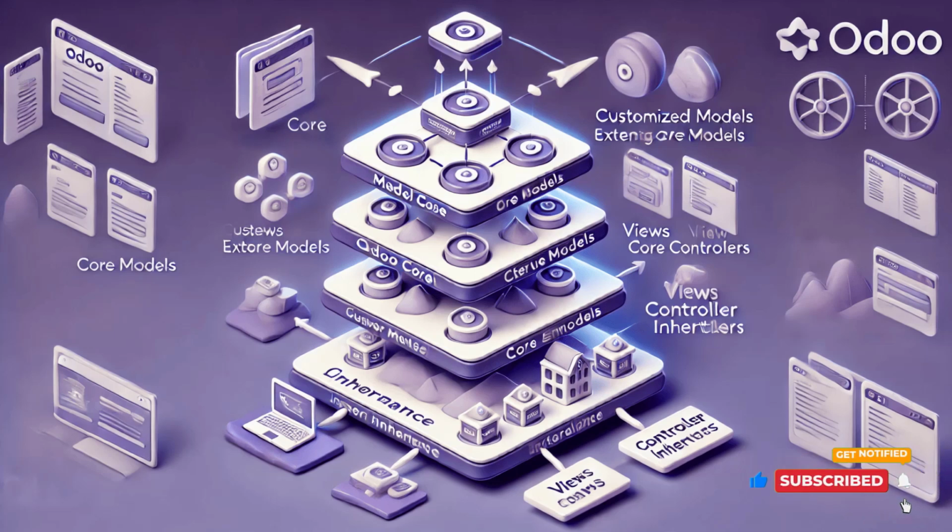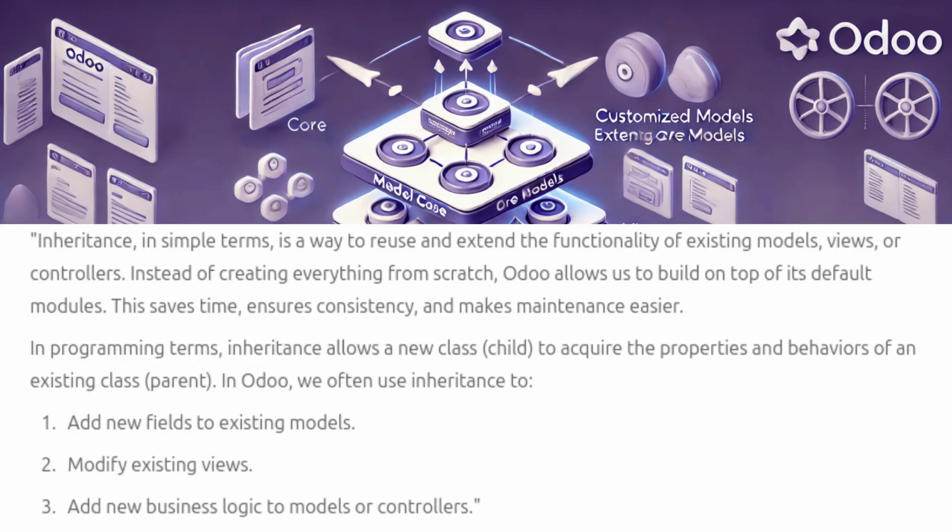What is inheritance? Inheritance in simple terms is a way to reuse and extend the functionality of existing modules, views, or controllers. Instead of creating everything from scratch, Odoo allows us to build on top of its default modules. This saves time, ensures consistency, and makes maintenance easier. In programming terms, inheritance allows a new class (child) to acquire the properties and behaviors of an existing class (parent). In Odoo, we often use inheritance to add new fields to existing models, modify existing views, and add new business logic to models or controllers.